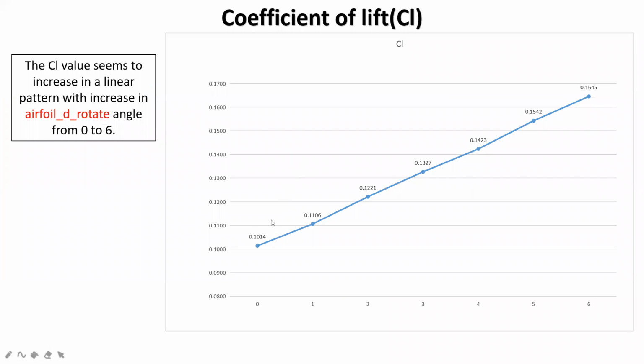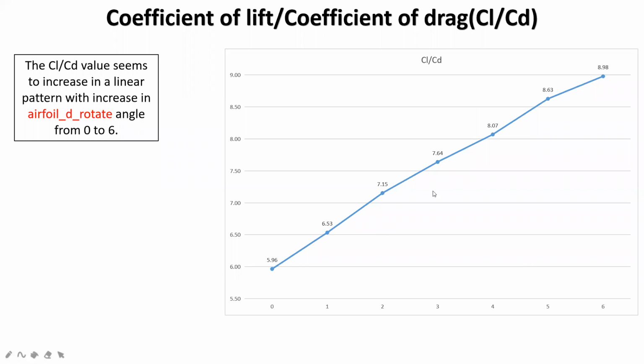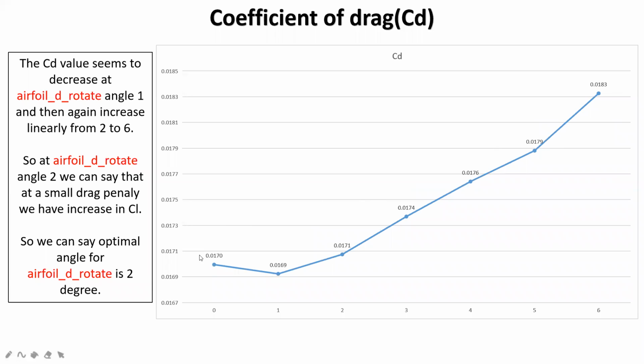Looking at the CL graph, we can see a linear increase in the CL as angle D rotate increases. Now looking at the CL by CD graph, we can also see a linear increase from 0 to 6 degree. So how do we determine which angle is the optimized angle for our wing? Looking at the CD graph, from value 1 to 6 it increases linearly, but from 0 to 1, the value decreases.